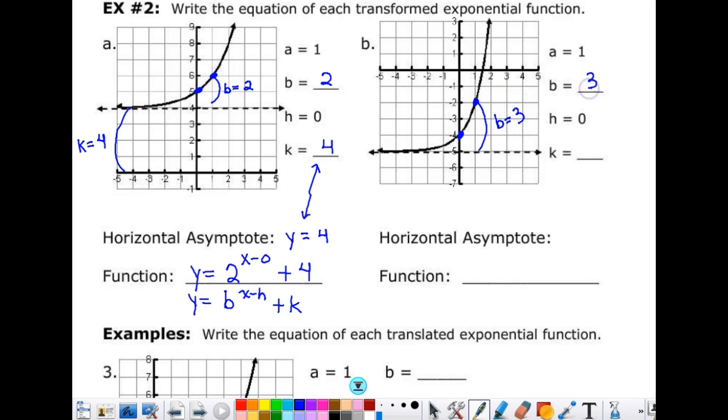Okay, and then our k. What about Superman this time? What did he do?